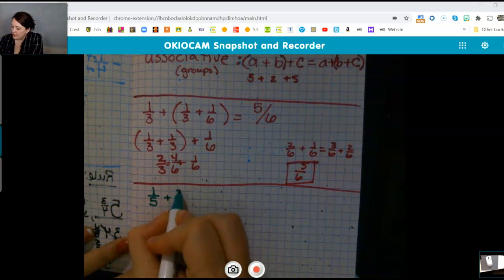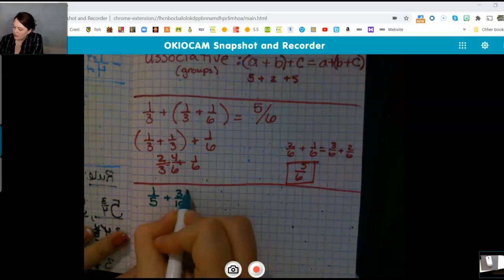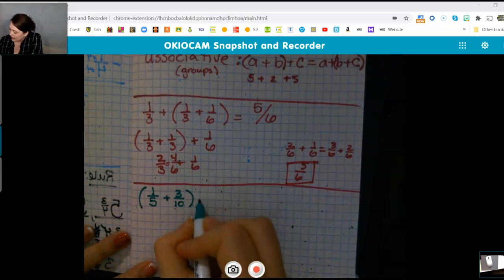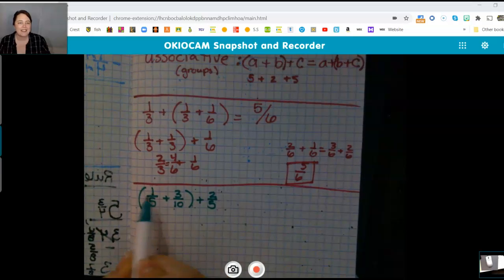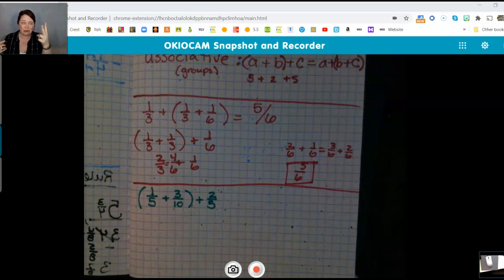1/5. This is the problem they give you. 1/5 plus 3/10, then add 2/5. Well, no. If I did the straight across way, I'd have to do 2 equivalent fractions. I barely want to do 1 equivalent fraction, you guys, not 2. So what are you going to do? They're asking you to stop and name each property that you use.